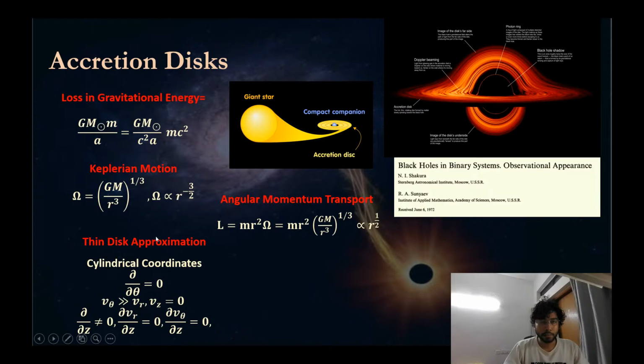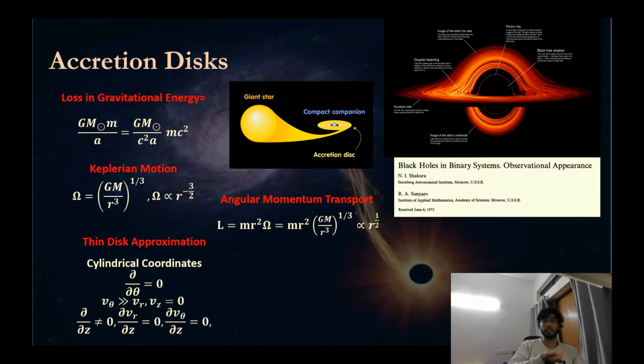Again, for the Bondi flow, as we said, the assumptions were that v_r is non-zero and the rest are zero. So what are the assumptions in this case? As I said, we'll be working in cylindrical coordinates, and the del theta, which is the cylindrical theta coordinate, will be zero. So we will assume that the matter is symmetric about theta, right? So there is no change in velocity, or given a particular theta, all the quantities should be the same.